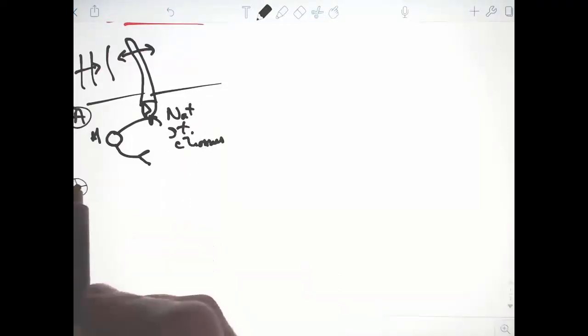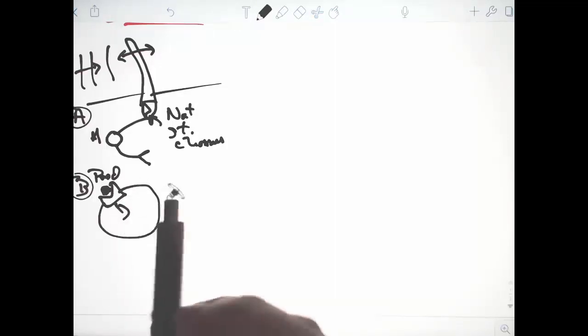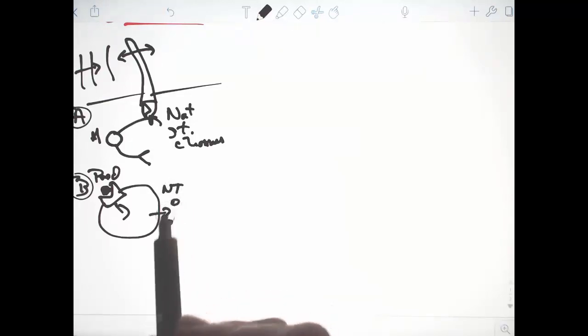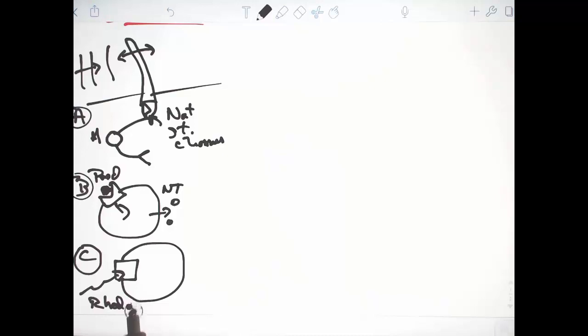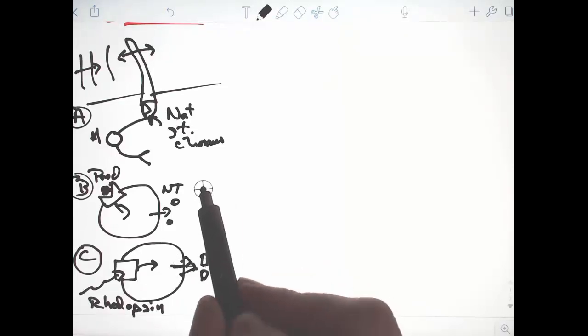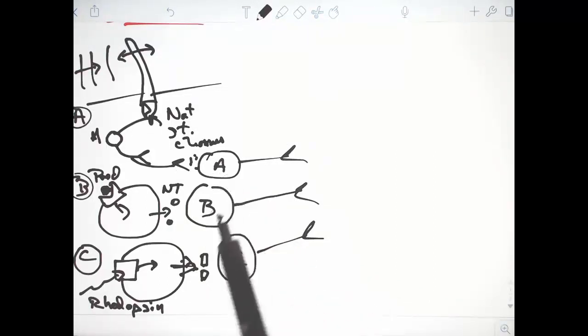So that's A. B, an odor from a predator binds to a G protein coupled receptor in a cell, and through mechanisms we've talked about results in neurotransmitter release. And C, light, which is another G protein coupled receptor. The receptor is rhodopsin, and so light activates this receptor. Again, we get neurotransmitter release, so in neurons A, B, and C, we have neurotransmitter release that's causing action potentials.